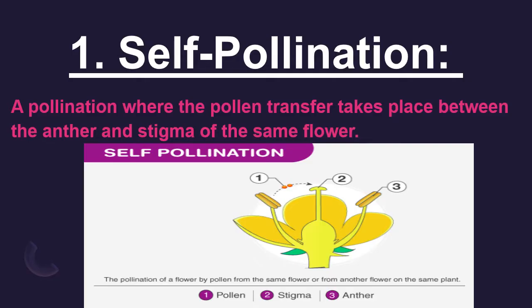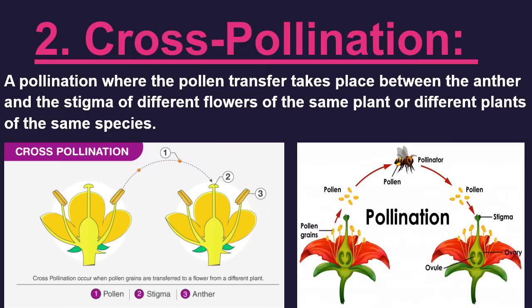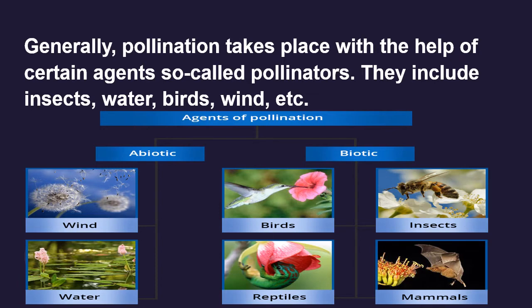Self-pollination is where the pollen transfer takes place between the anther and stigma of the same flower, not different. But cross-pollination means the pollen transfer takes place between the anther and the stigma of different plants of the same species. This is something very confusing. I hope you guys don't forget. Generally, pollination takes place with the help of certain agents, so-called pollinators. They include insects, water, birds, wind, etc.